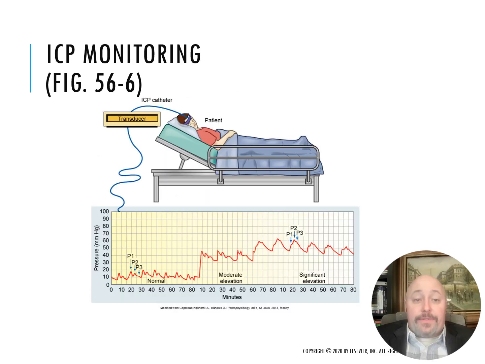Here in figure 56-6, we have that ICP monitoring that can be used to continuously measure the intracranial pressure. The intracranial pressure tracing shows normal, elevated, and plateau waves. At high intracranial pressure, the P2 peak is higher than the P1 peak, and the peaks become less distinct and start to form plateaus.